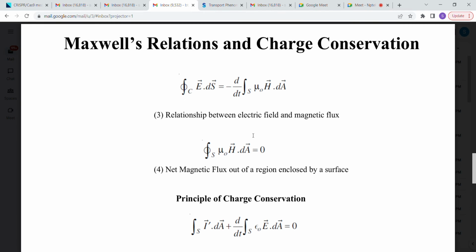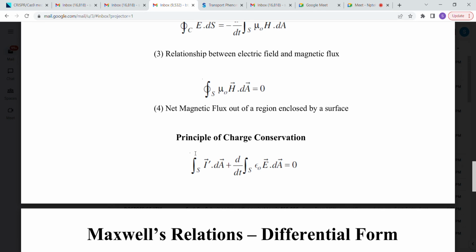Basically, what it says is the magnetic flux of an object is only within the object. There is no magnetic flux outside of the object. If it's enclosed by a surface, it starts there, circulates there and ends there. So this is the surface integral of mu naught times H dot dA. The net magnetic flux out of a region enclosed by a surface is 0. So these are the four relations of Maxwell.